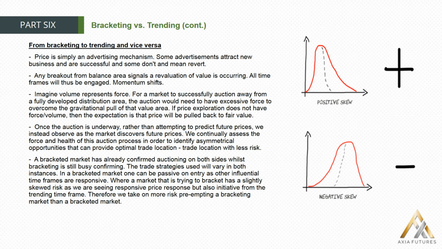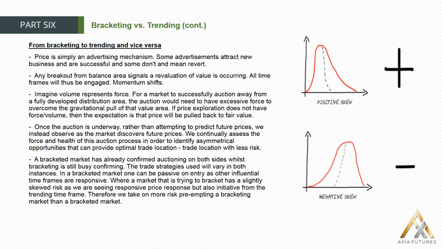So, as traders, we continually assess the force and the health of the auction process in order to identify asymmetrical opportunities that can provide optimal trade location and, more importantly, trade location with less risk. In an ideal world, if we're a momentum trader, we're looking to be momentum traders when there's a high probability for momentum. Equally, we're not necessarily fade traders, but we're looking to go counter trend when there's a lack of momentum, which is suggestive of a high probability trade with less risk. So that is the crux of it, guys: finding the optimal strategy based on the conditioning of the market.